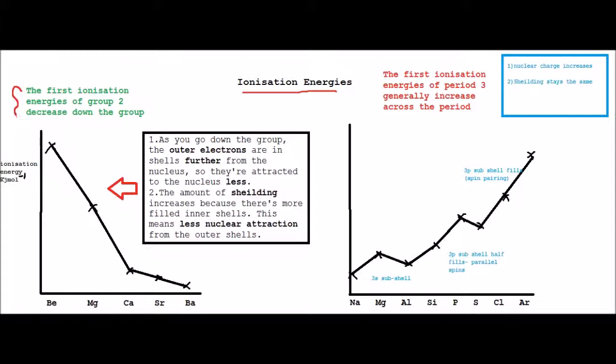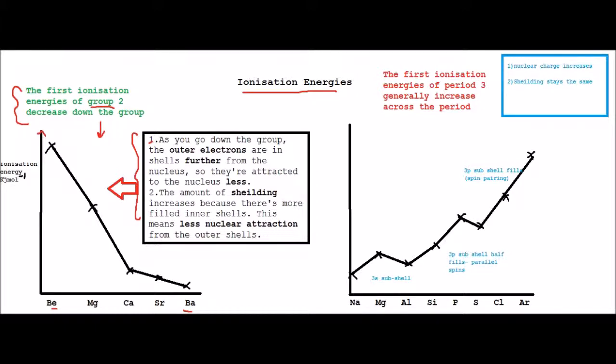The first ionisation energies of group 2 decrease down the group. So here we have a graph, from Be to Ba, and this is the increasing ionisation energy. As we can see, it is going down, and these are the reasons why.